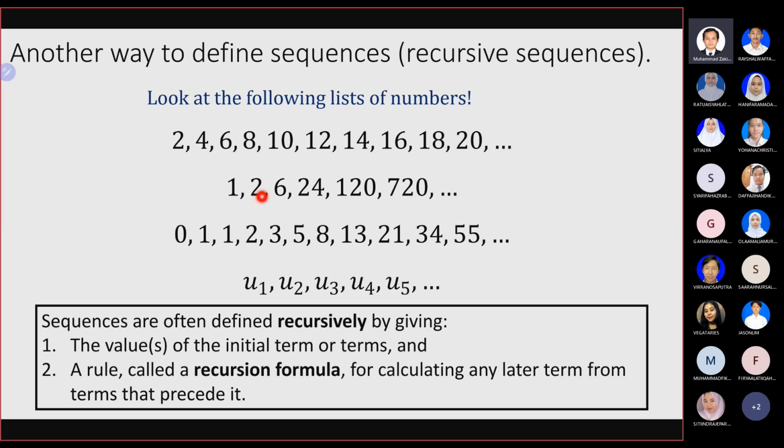Jadi 2 ini adalah 1 dikali, karena dia urutan 2, berarti 1 kali 2. Kemudian 6 ini adalah 2 kali urutannya dia, urutan ketiga. Ya. Berarti 2 kali 3, 6. 24 adalah sebelumnya, 6 dikalikan urutan dia sekarang, ya, urutan keempat, yaitu 6 kali 4, 24, dan seterusnya.